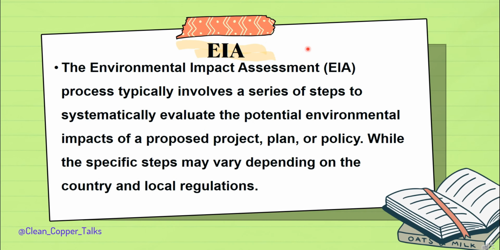So environmental impact assessment is a process of predicting the environmental impact a proposed or existing project can have. Now, this assessment involves a series of systematic steps which can evaluate the potential environmental impact. These steps can vary from country to country. Since we are based in India, we will talk with respect to India. So let's see what are the steps involved in EIA.